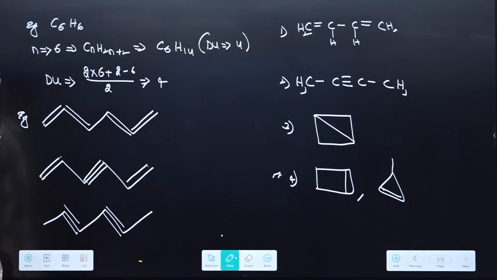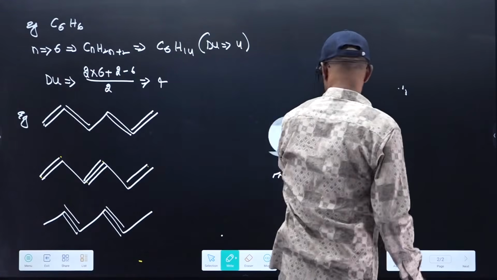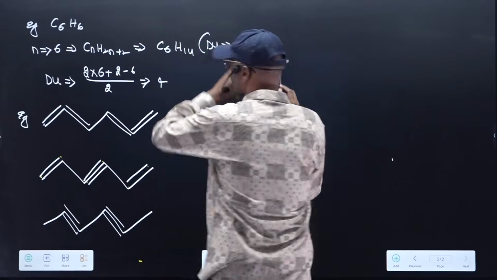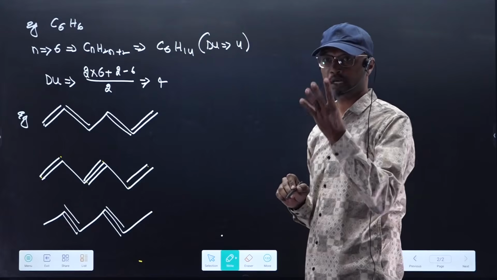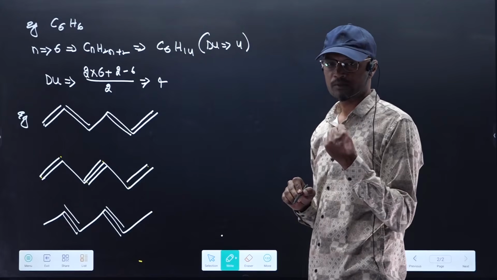Formula matching or not? C6H6, C6H6 or not? C6H6. Okay. Now I will give one more. I would like to create 4 rings with 6 carbons. Possible? 4 rings I want to create, with how many carbons? 6 carbons.